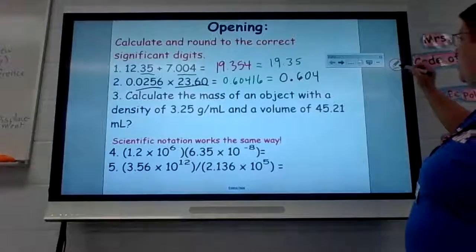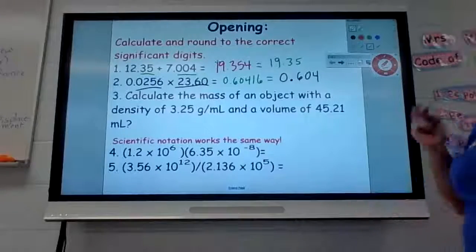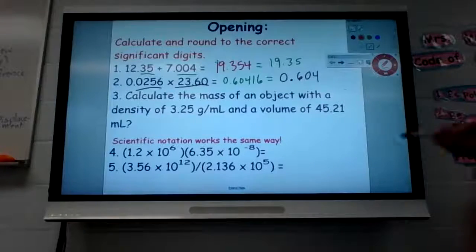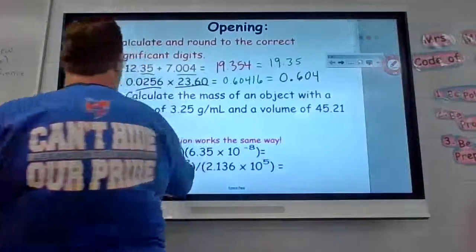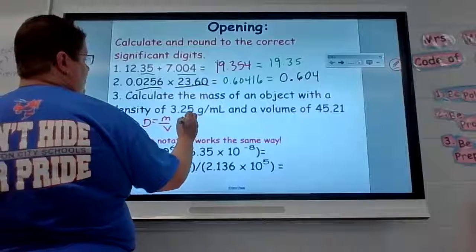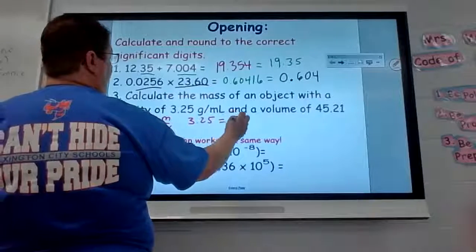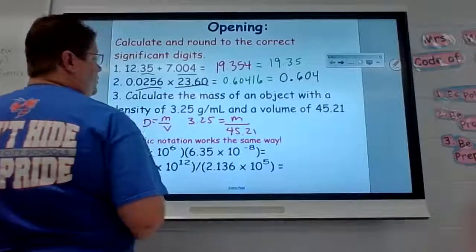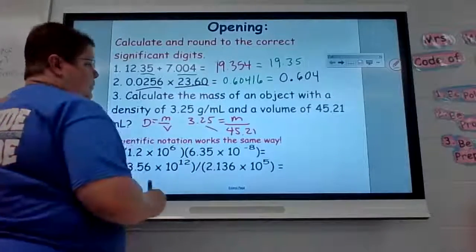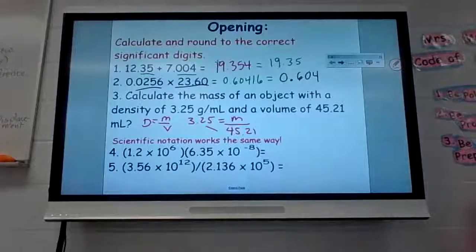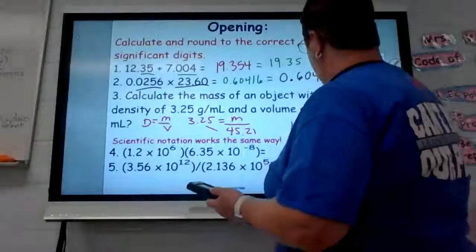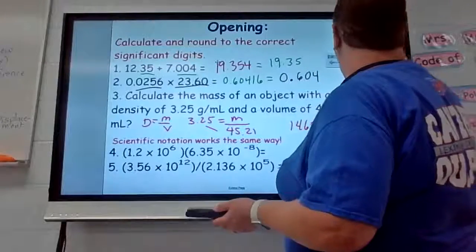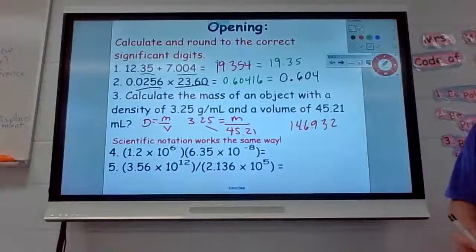All right, so the next one I gave us a word problem, just because you're going to have to do word problems, and I want you to get used to using significant digits in word problems, not normal calculating this way. When you calculate density equals mass over volume, you had density 3.25. We're looking for mass. Volume is 45.21. So to solve for mass, we do what? Cross multiply. So 3.25 times 45.21, and I get 146.932, which is good enough.